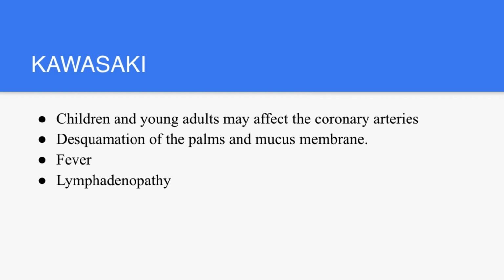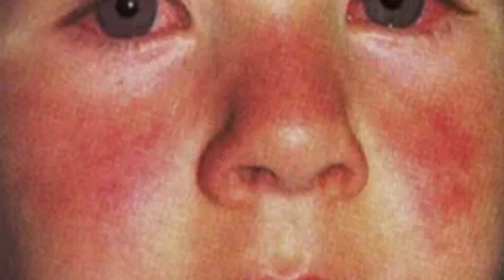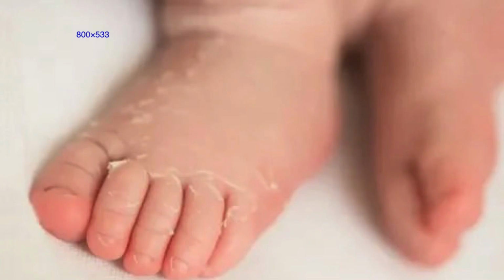Kawasaki usually occurs in children and young adults. There is a desquamating rash of the palms and the mucous membranes. They might have low-grade fever with lymphadenopathy, and this is the desquamation that might be as severe as this. Sometimes it's very mild that you cannot identify it unless you look purposefully for it. And this is again Kawasaki with reddish eyes and inflamed cheeks, with desquamating rash on the cheeks this time. This is desquamating rash on the dorsums of the feet.